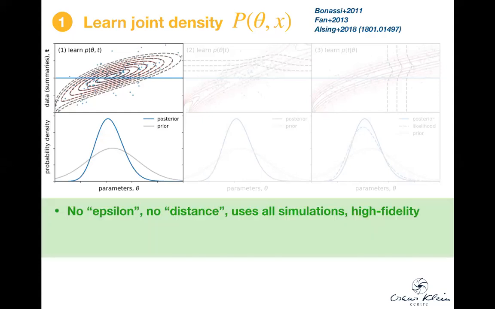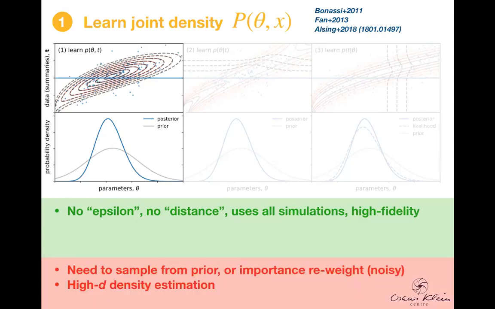So this is nice in the sense that, compared to traditional ABC methods, there's no epsilon and there's no distance metric, and you use all the simulations. So it tends to be quite simulation efficient, and you can get high fidelity results. You don't have to have some epsilon threshold that puffs up your uncertainties. However, it does have some drawbacks. It typically involves doing density estimation in relatively high D over both your parameters and summaries.